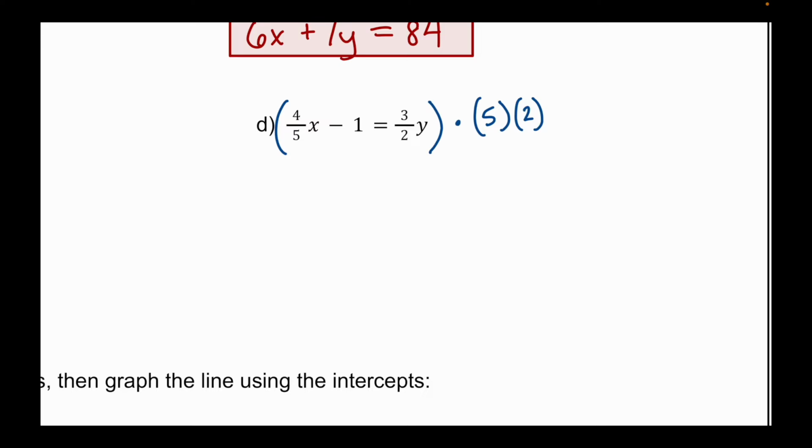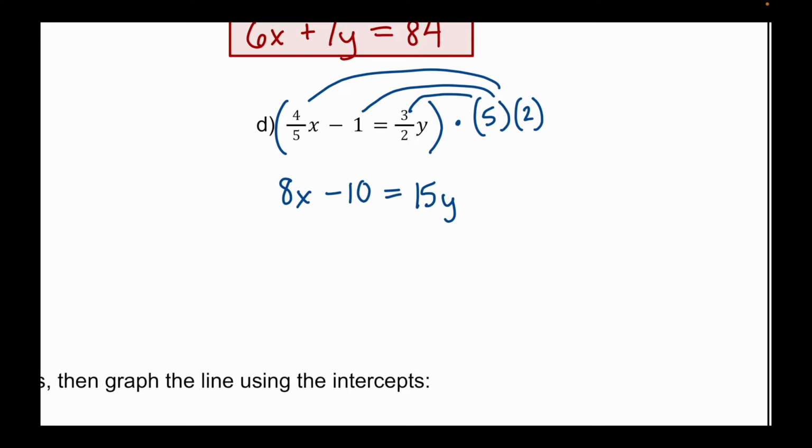So when we distribute these, normally just the 5 would cancel out, but the 5 cancels and the 2 stays. So we're going to have 8 and then x. The negative 1 is going to become negative 10 because it has nothing to cancel. And then for our 3 over 2 here, just the 2 part is going to cancel, and we'll still have to do the 5 times the 3. So that'll give us 15y.